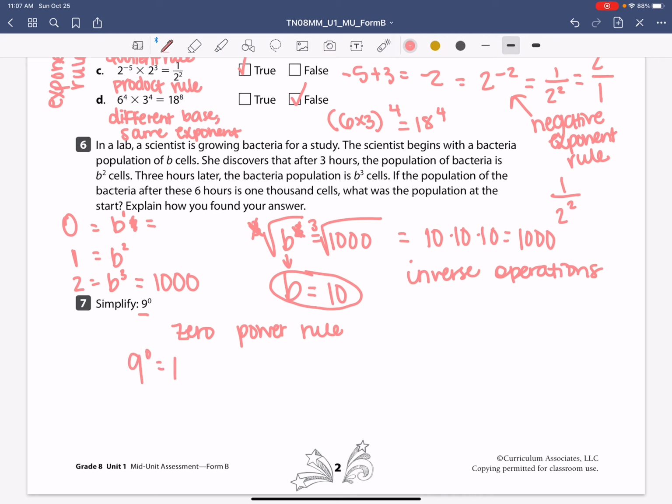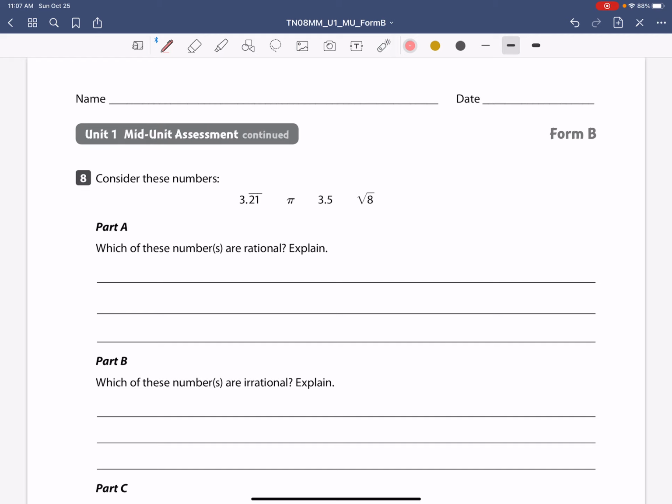Consider these numbers: 3.21 repeating, pi, 3.5, and the square root of 8. For part A, which of these numbers are rational, and explain for part B? Which of these numbers are irrational, and explain?